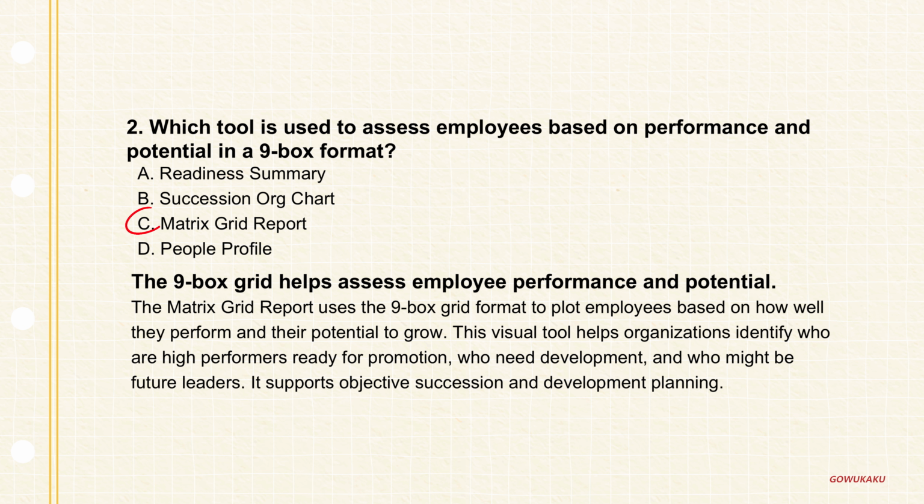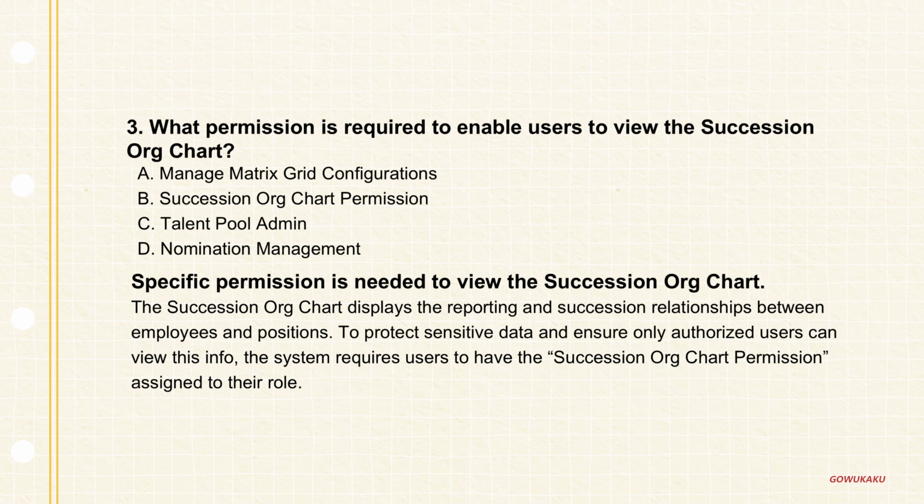So, okay, you've identified and assessed your talent using these tools. How do you then see these insights across the whole organization? Especially for succession, you'd probably be looking at the succession org chart. But our source points out that just to see that chart, you need something specific. It's called the succession org chart permission. This permission is what actually controls who gets access to this powerful visualization, the one showing all the succession relationships across the structure.